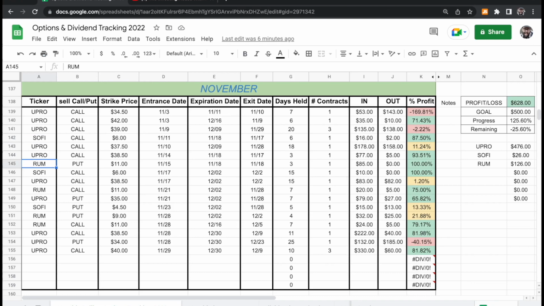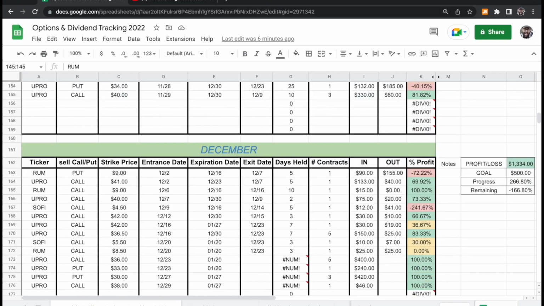And then you can see here I had 100 shares of Rumble after I got assigned here on this trade. And then I sold some options on there, and then it just kept dropping, and I'm sure it'll come back, but I just am not that patient for it, which is probably an issue.